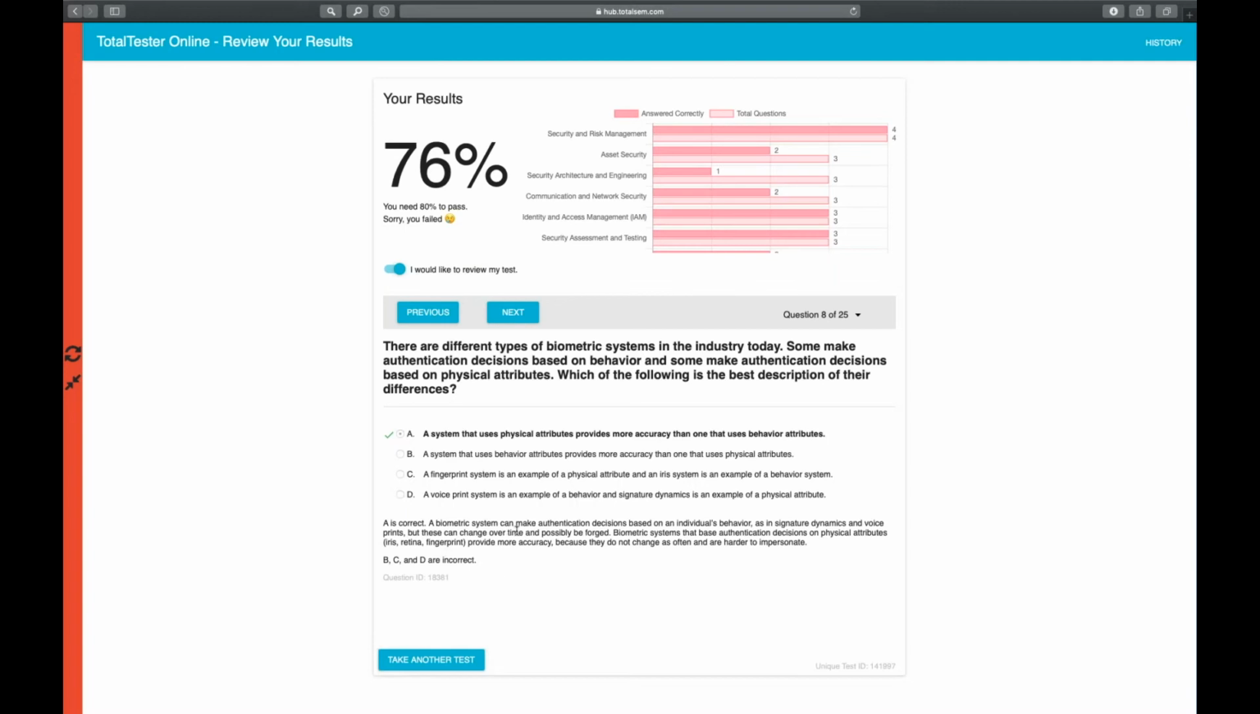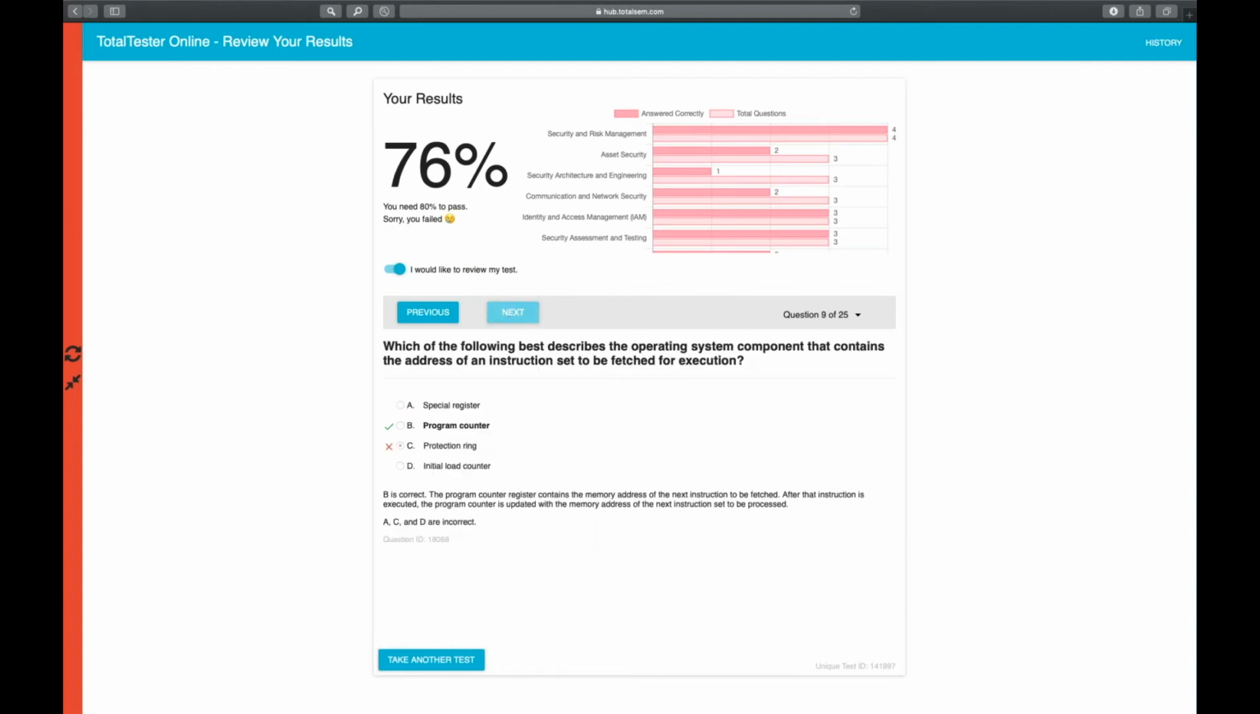Yeah, so a biometric system can make authentication decisions based on an individual's behavior, as in the signature dynamics and voice print, but these can change over time and possibly be forged. So yeah, physical attributes, because they do not change as often and are harder to impersonate. Physical attributes don't have those changing characteristics, and they're harder to impersonate. Yeah, we guessed on this one.